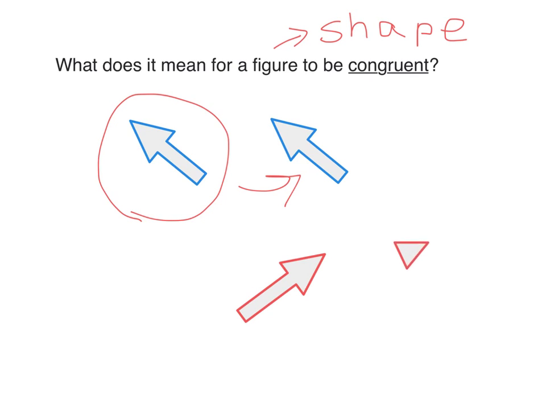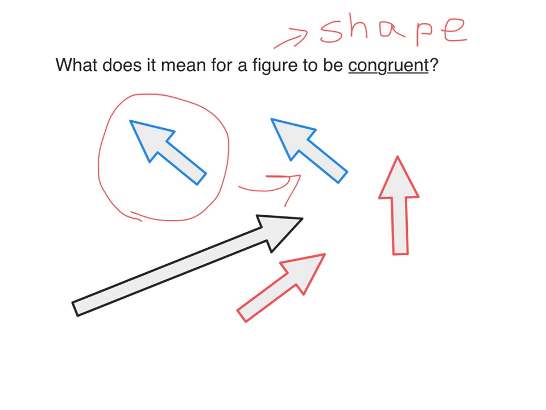I could do another arrow that was pointing straight up. As long as it is the same size and the same shape, it is still congruent with the other arrows. If I did something a little bit different, and this time I had a very long arrow, it is no longer congruent with the first four because it is not the same size, although it keeps the same shape.